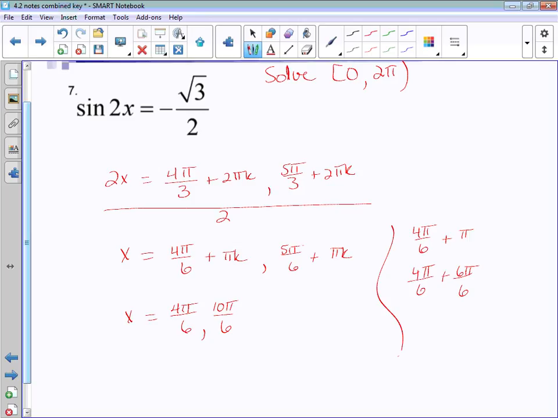What happens then if I try to find another one? So if I go from 10 pi over 6 and I add pi again, what do I get? I get 16 pi over 6. Do you guys see how that's bigger than 2 pi? Anything over 12 pi over 6 would be too big.